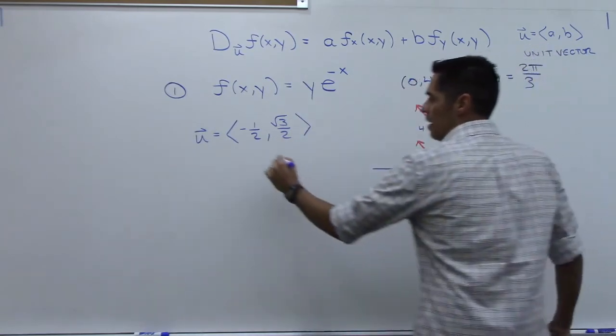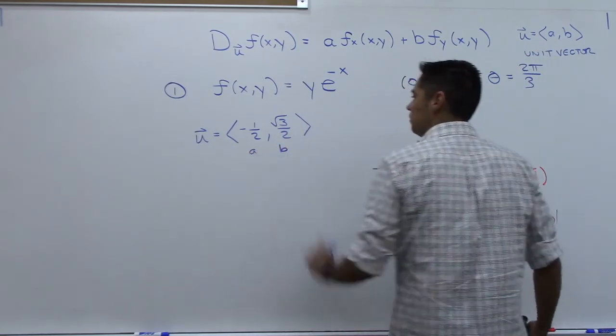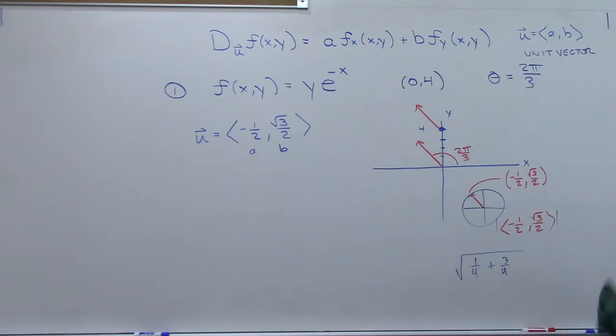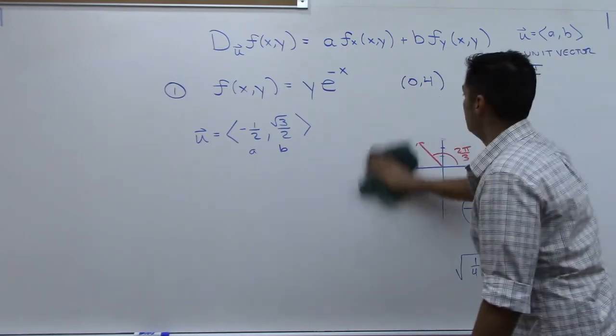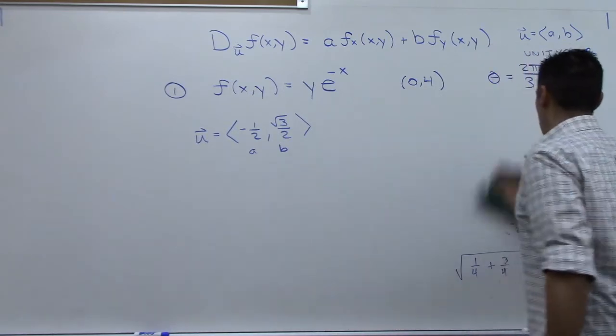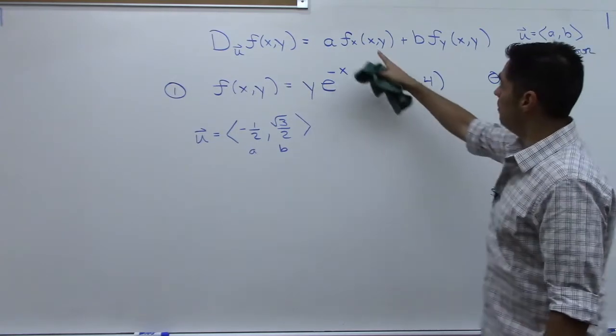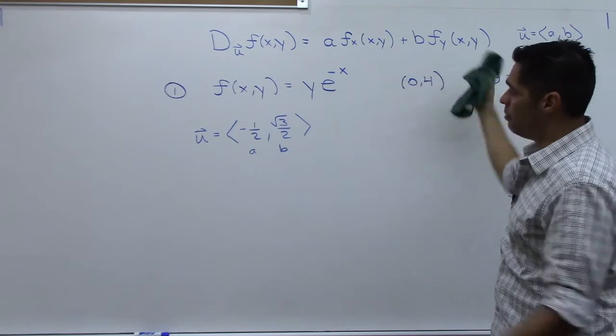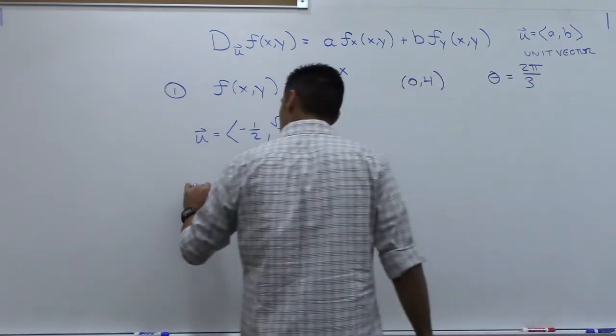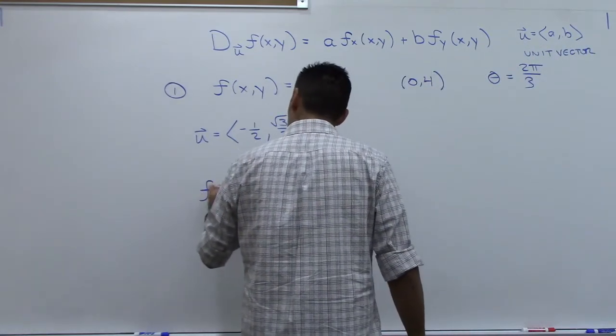And so that's A, and that's B. So the next thing I'm going to do is use this formula to go ahead and get my partials. I'm going to get my partials now, okay, and then I'll put it all together. So what is the partial of this function with respect to x?